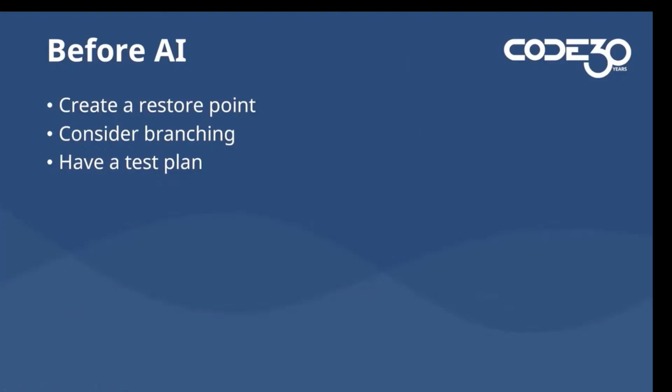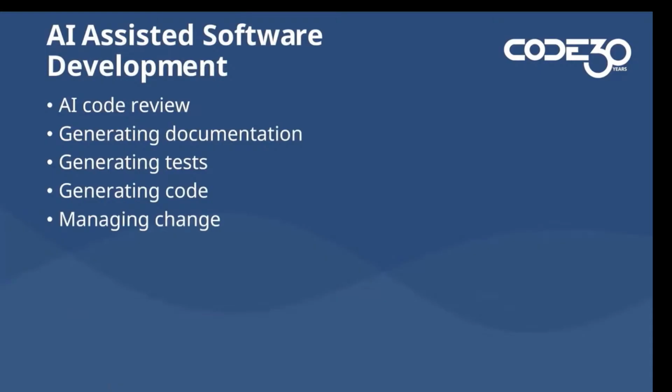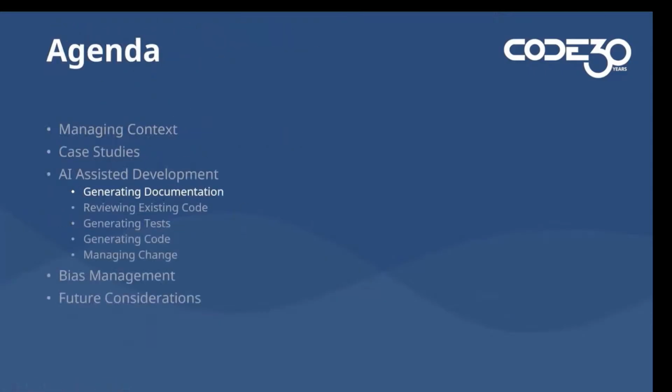So moving on then to starting off with the AI code review, let's take a look at that and see how we might go about doing something like that. So we're going to talk about doing an AI code review. We're going to generate some documentation, generate some tests, generate some code, and talk about managing that change. So let's then look at generating documentation.